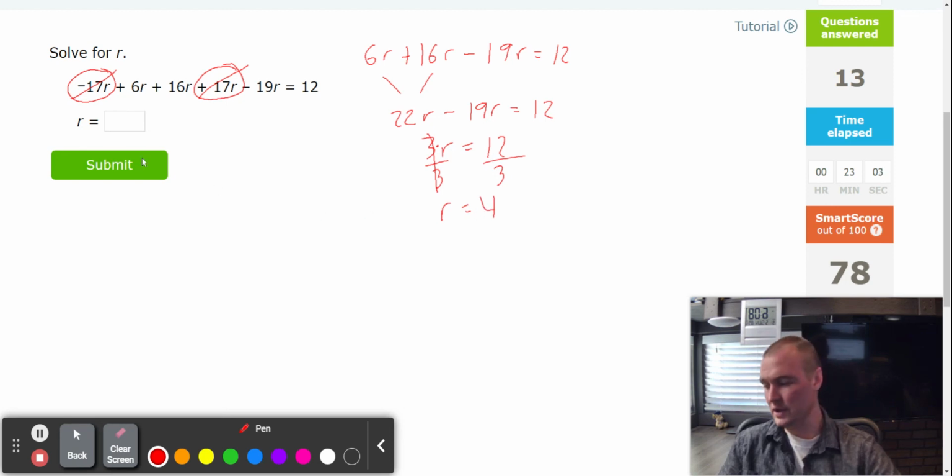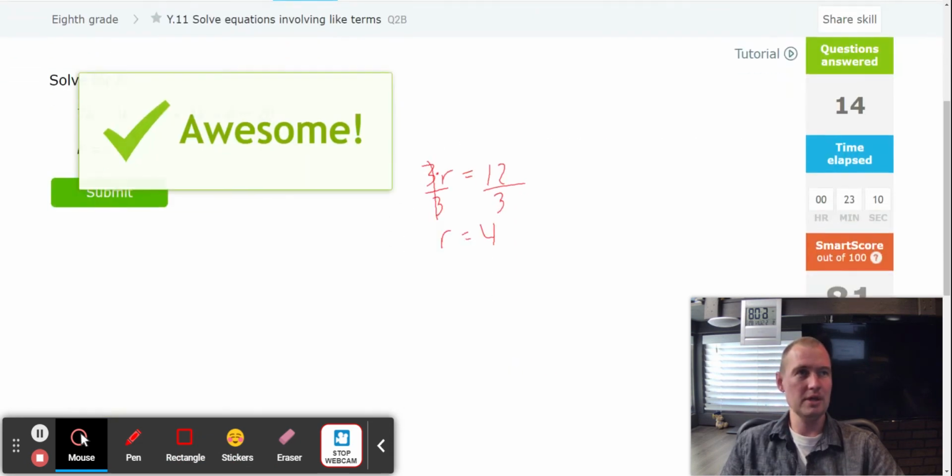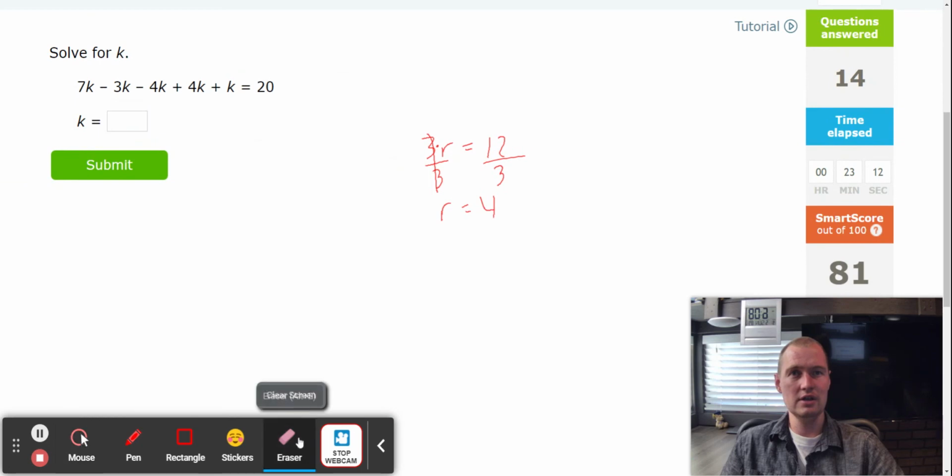All right, so this is going to conclude our IXL right here. So we're getting R equals 4, as long as I type it in correctly and I press my submit button to get 81.